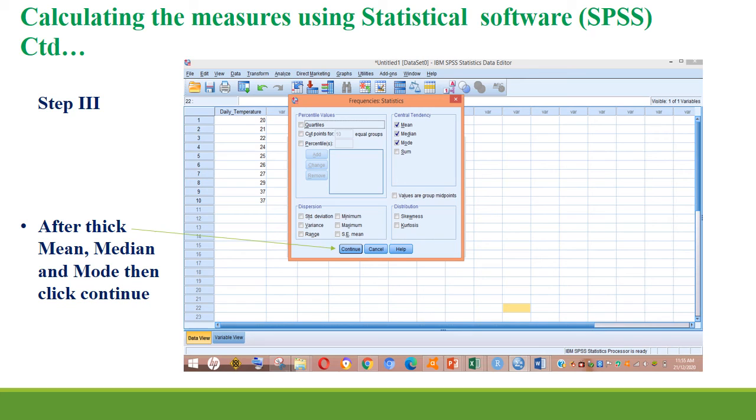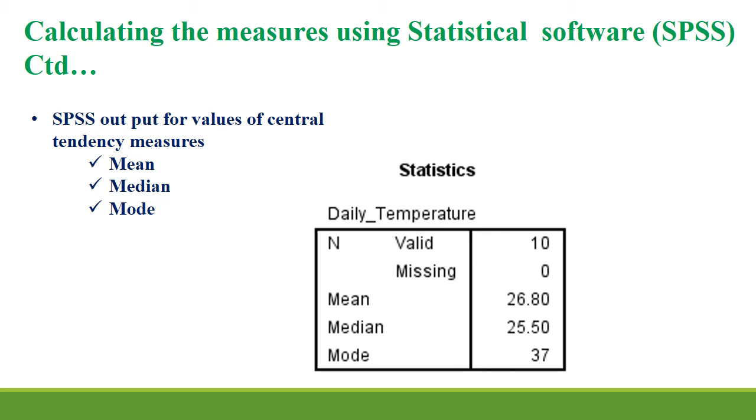After clicking Statistics, we have another window called Frequencies: Statistics. Under this window, we can click the central tendency options, mean, median and mode. After clicking the Continue button, we have the central tendency measurements, mean, median and mode, in the output view, as you can see here.